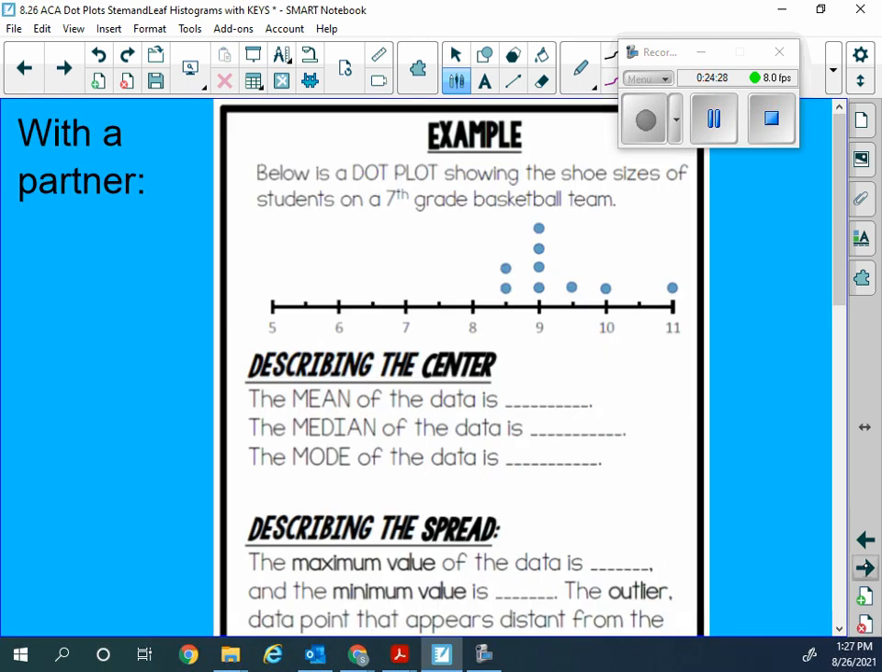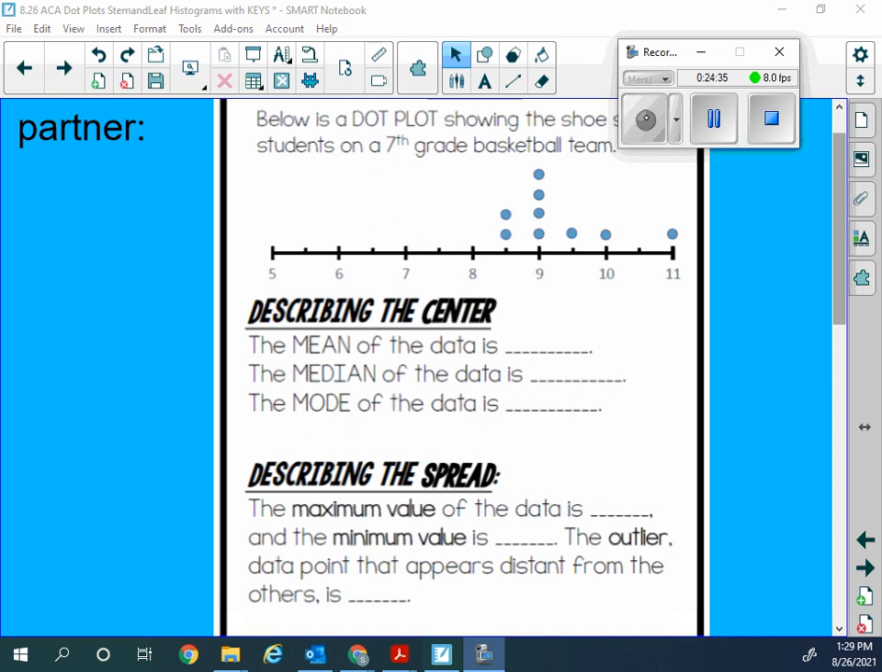Okay, guys, on the next page there's one I would like you to do with a partner. Did everybody see that there's a decimal? Good job. That should be 8.5. These are 9, 9.5, 10. Also, I will tell you the total.